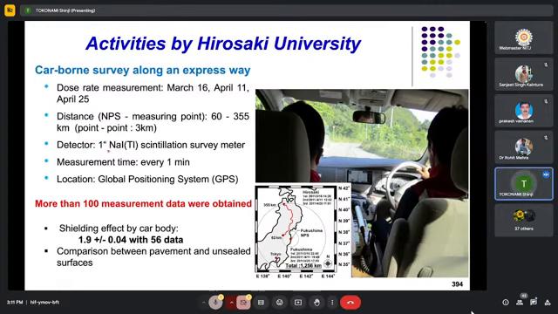We used a 1-inch sodium iodide scintillation survey meter. The measurement time was every 1 minute, and we also recorded the geographical location using the global positioning system. Eventually, more than 100 measurement data were obtained. Also, we estimated the shielding effect by the car body, 1.9, with 56 data. Also, we made a comparison between pavement and unsealed surfaces.